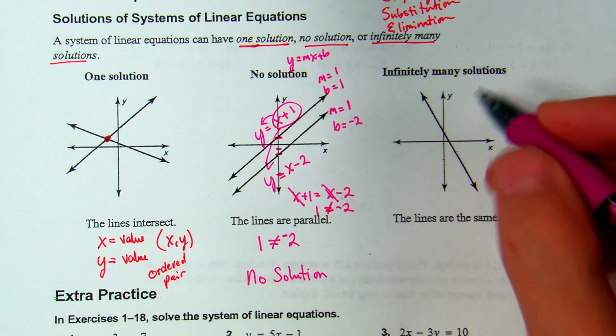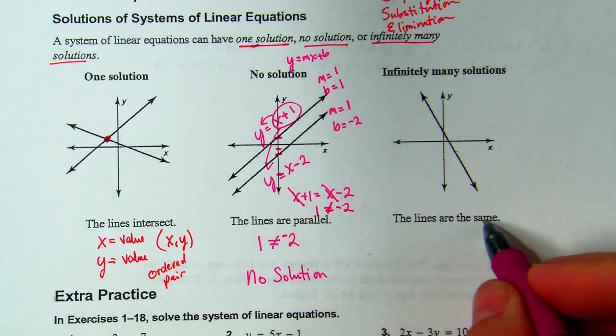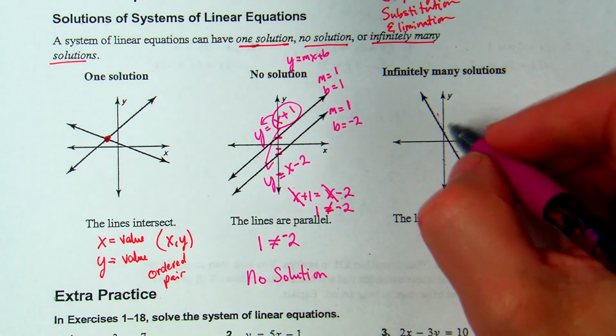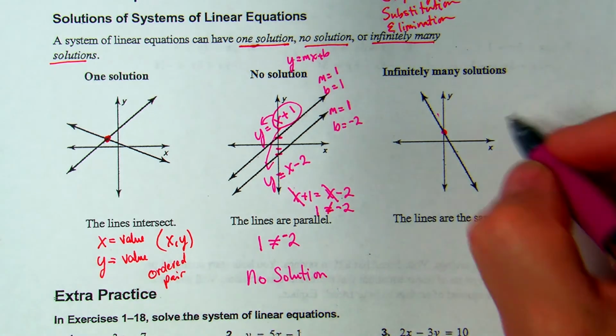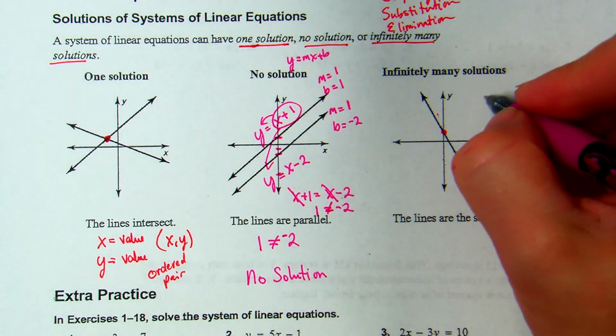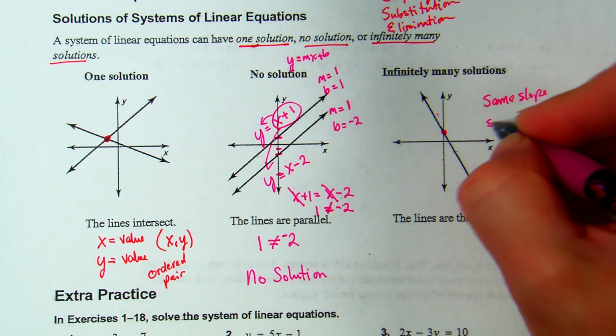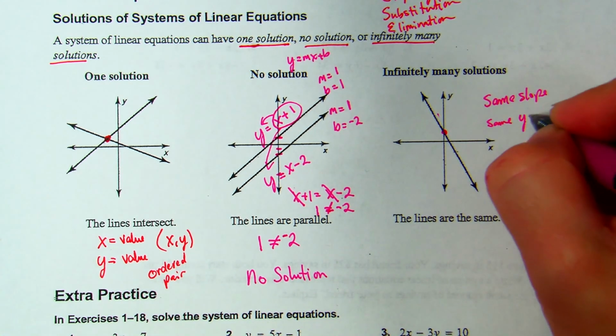Again, in this case we actually have lines that are the same, a line on top of a line. It has the same y-intercept. It has the same slope. Okay, so we might write that down. We have the same slope. We have the same y-intercept.